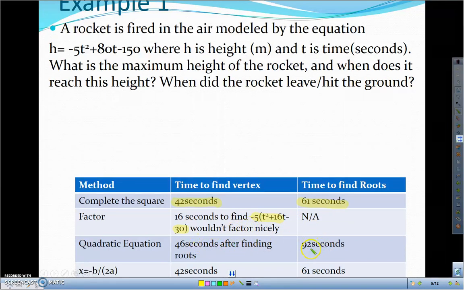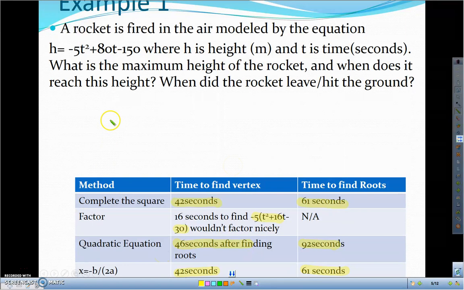With the quadratic formula, it took me 92 seconds to find the roots, and then a further 46 to find the vertex. And with this last method, using x equals negative b over 2a, I would have started with the vertex at 42 seconds, and then it would take me a further 61 seconds. Between the two, if the numbers were nice, I really enjoyed using completing the square, but I found overall, in any kind of good numbers, bad numbers case, that this last method, x equals negative b over 2a, was one of the most efficient ways to do this. So I'm going to use that.